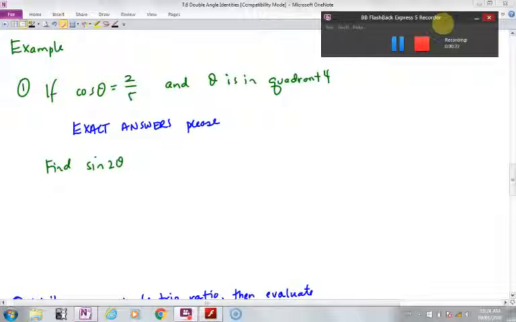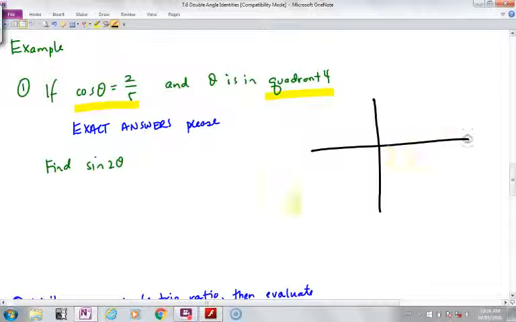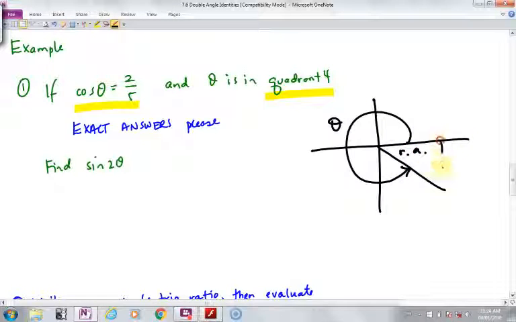Now, whenever I see information like this, where it's telling me about an angle in standard position, and it's telling me what quadrant it's in, even if it's not telling me what quadrant it's in, when I have an angle in standard position, I want to draw the diagram. So I want to be in quadrant 4. Here's my angle. Here's the reference angle. Here's the triangle. Okay? So that's my angle theta in quadrant 4.